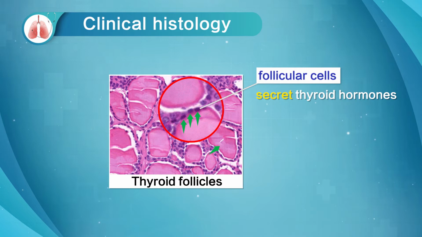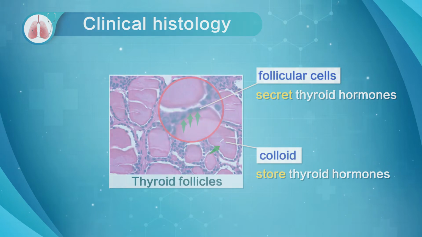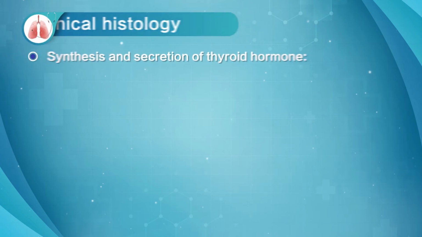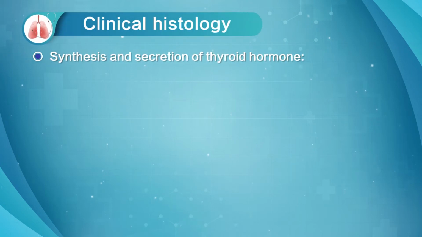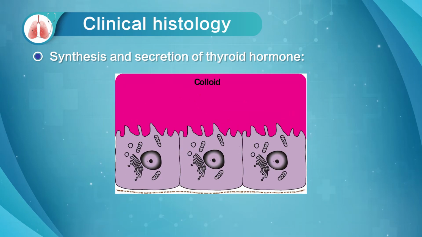The center lumen of the follicles is filled with a jelly-like substance called colloid, the place for storing the synthesized product by follicular cells. It's unusual for an endocrine organ to store product outside of the cells. Production of thyroid hormone is a complex process with multiple steps as shown in this picture.